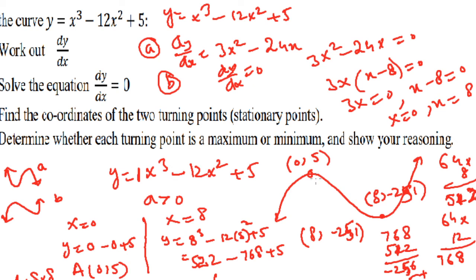Now there are two turning points. One is this value, the other one is this value. Which of these is the maximum? It's very clear that this point is the maximum point and this point is the minimum point. Now they are asking to show your reasoning. What is the reason for this maximum and minimum value? Look at the value of y here. The value of y is 5. Look at the value of y here. This is minus 251. Which value of y is bigger? 5 is of course bigger, and minus 251 is smaller. So that value is the maximum value and this value is the minimum value. I hope it's clear to all.